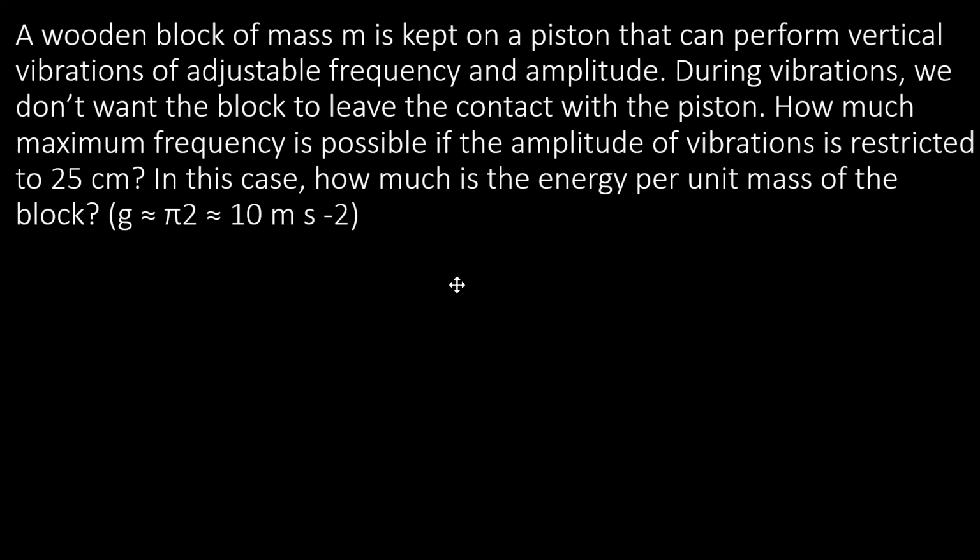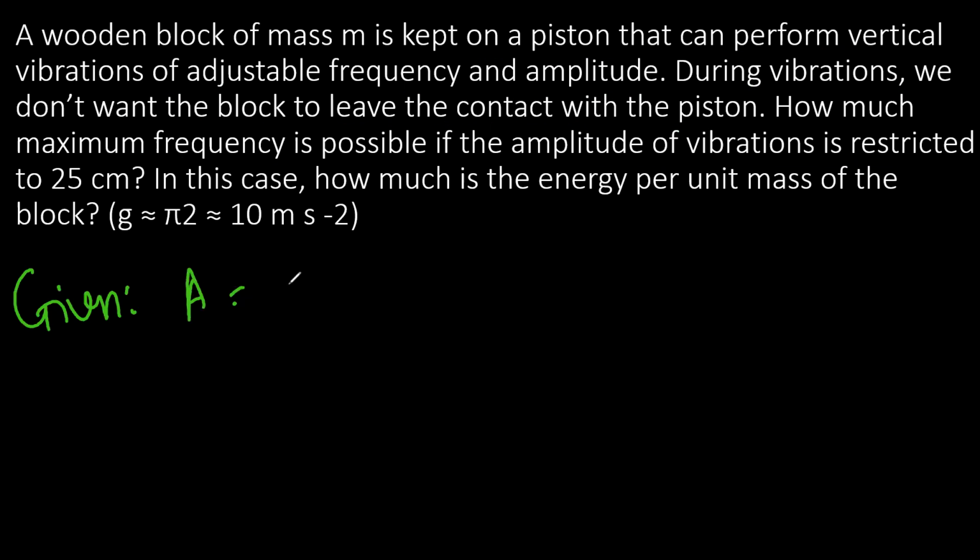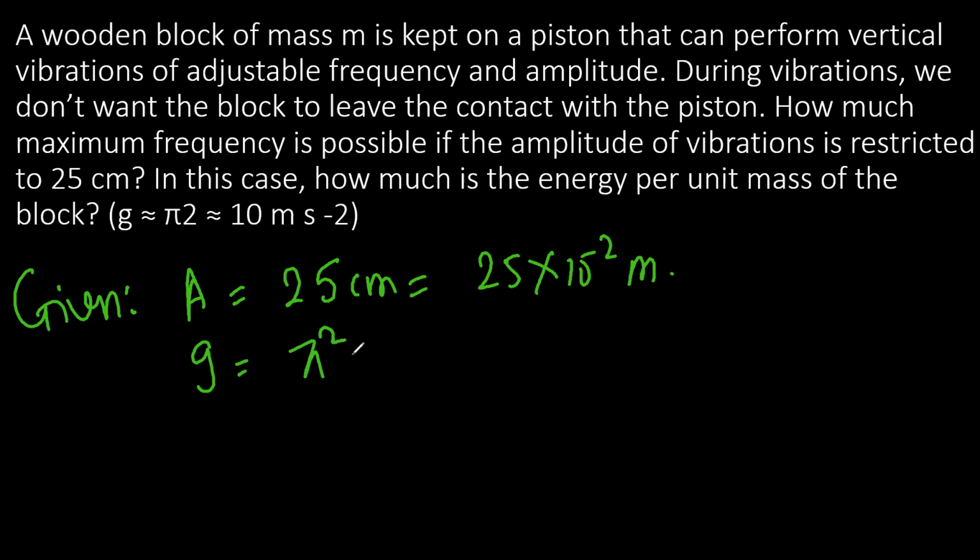Let's see. A wooden block of mass m is kept on a piston that can perform vertical vibration of adjustable frequency and amplitude. During the vibration, we don't want the block to leave contact with the piston. How much maximum frequency is possible if the amplitude of vibration is restricted to 25 cm? So the amplitude is given, that is 25 centimeters, which is 25 into 10 raised to minus 2. And g is given, g is pi square, that is 10 meter per second square.